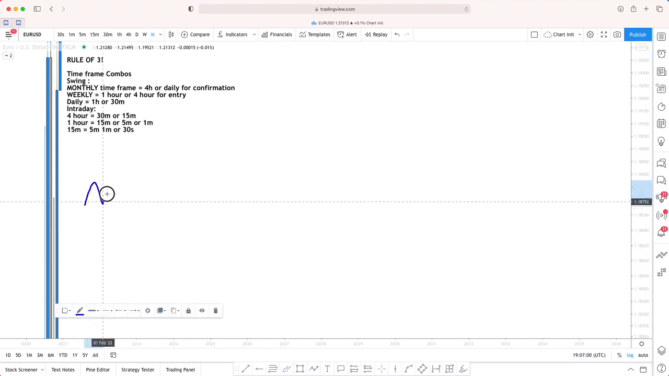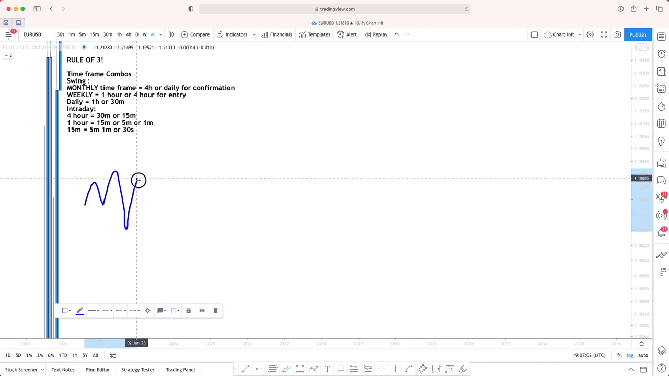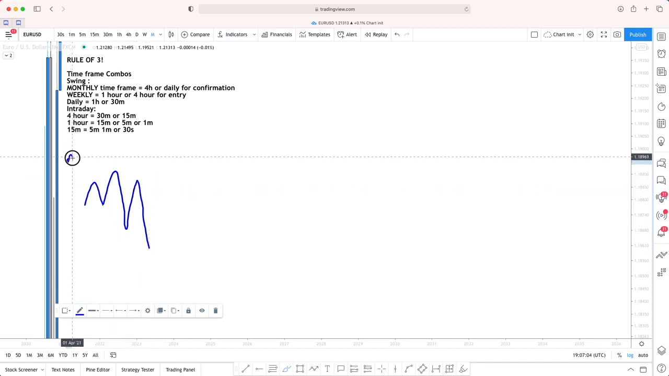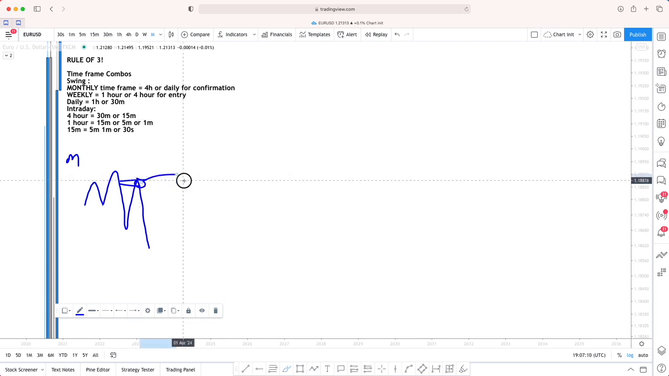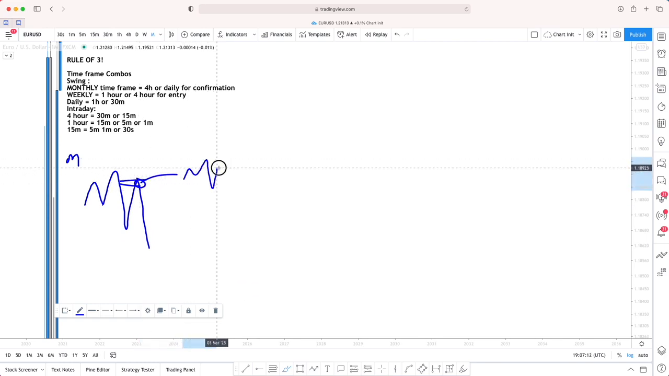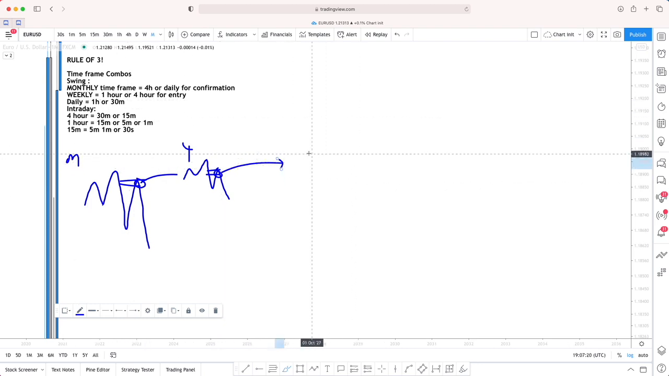So say, for example, let's start right from the very extreme. Say that this is your monthly. Your entry point is here. You find your confirmation on the 4 hour. Your entry point would be here. Then from the 4 hour, you find your confirmation on the 15 minute.